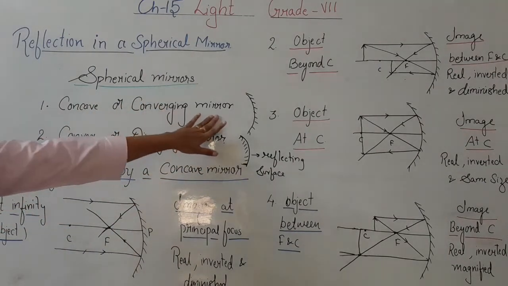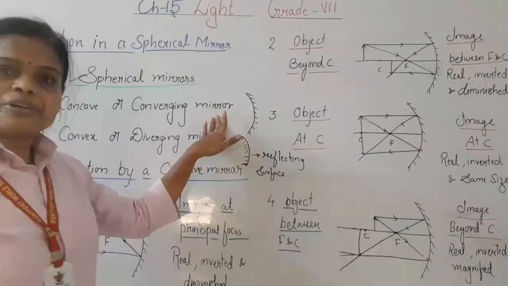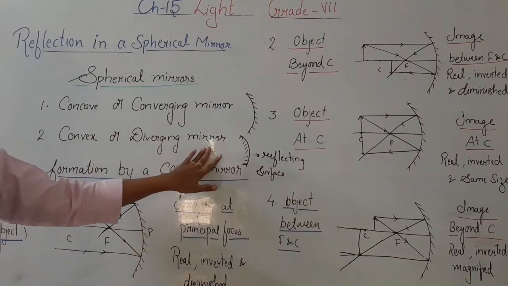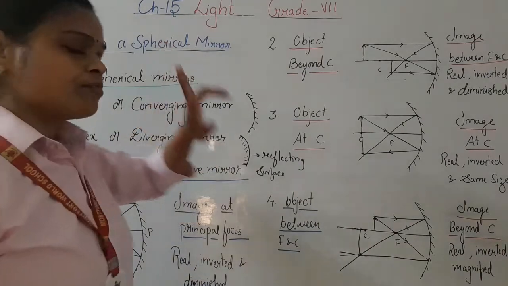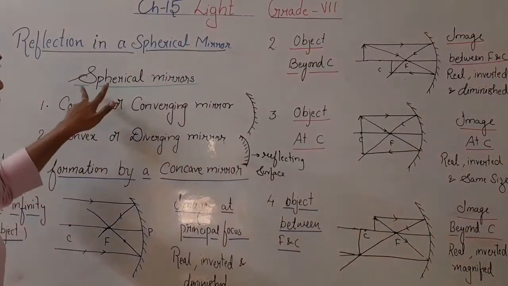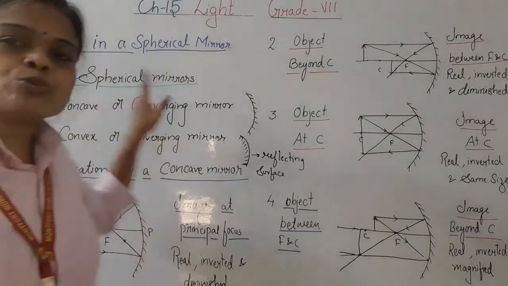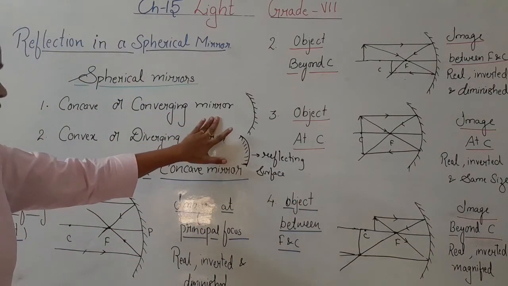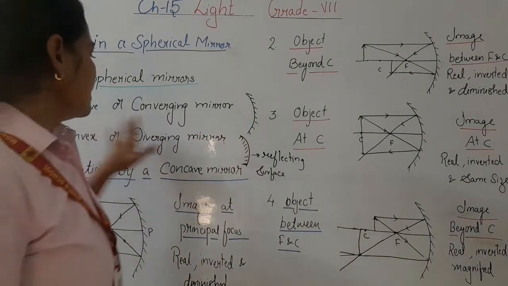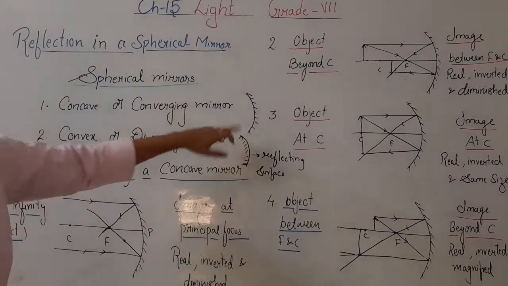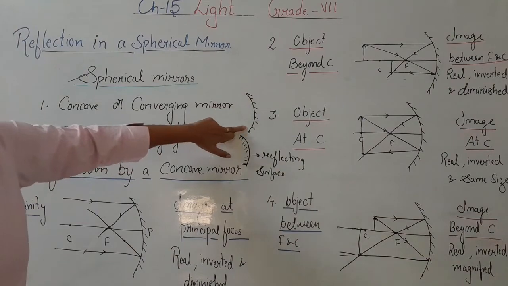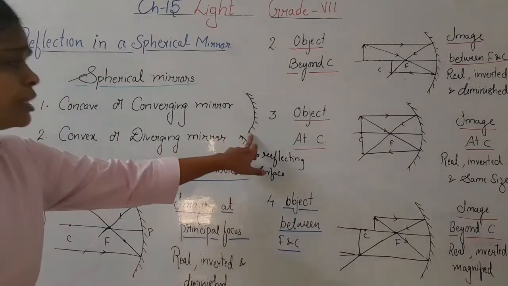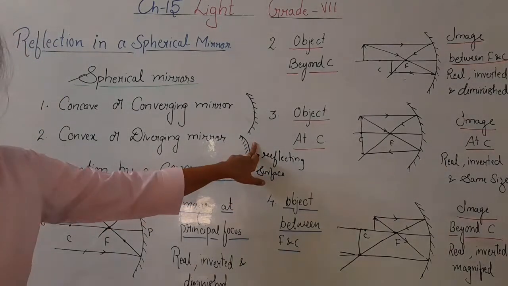Concave mirrors are also called converging mirrors. Convex mirrors are called diverging mirrors. The curved mirrors are called spherical mirrors, and we have two types of spherical mirror. One is the concave mirror, that is the converging mirror. The other is the convex mirror, that is the diverging mirror. In a converging mirror, the reflecting surface is inside. In a diverging mirror, the reflecting surface is outside.